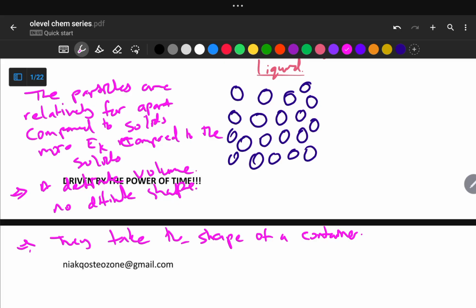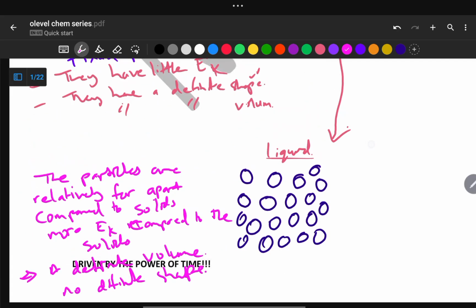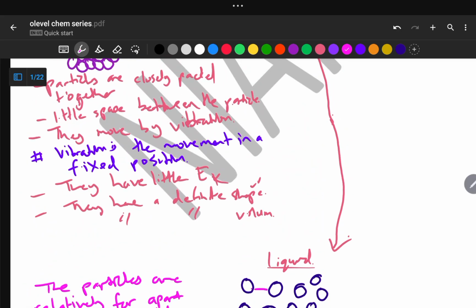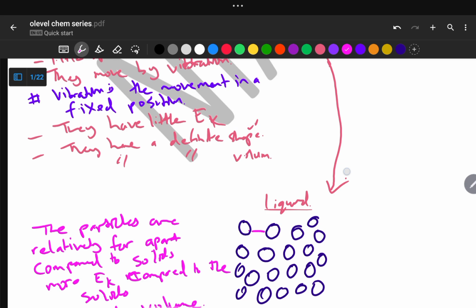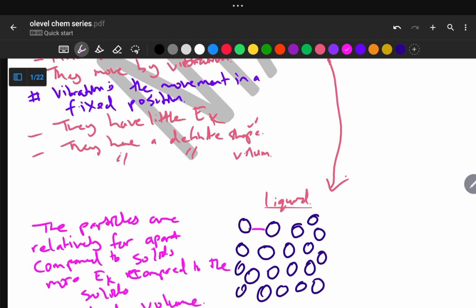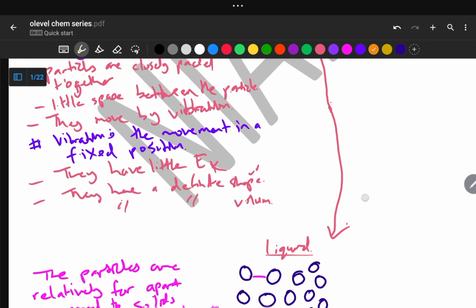The particles in a liquid phase are relatively far apart. You can compare this distance between the particles with the distance between the particles in the solid phase. So in the liquid phase, the particles are relatively far apart compared to the solids, and also they have higher kinetic energy compared to the solids, and they have a definite volume. They take the shape of a container. So this is the simple explanation of the liquid phase.